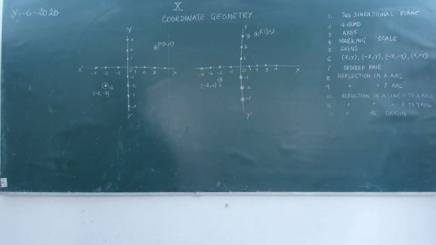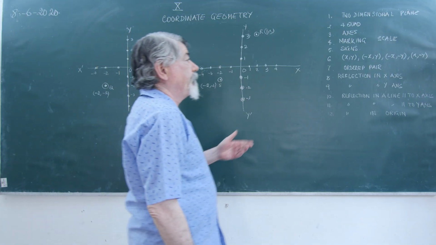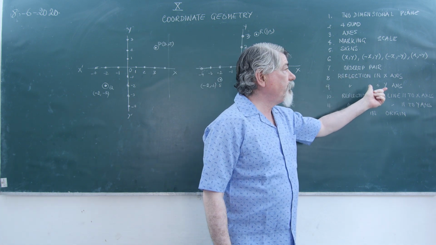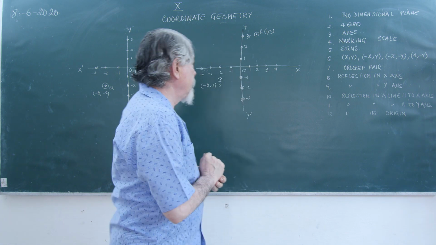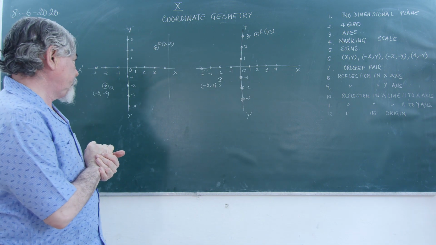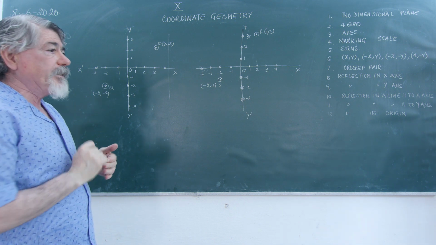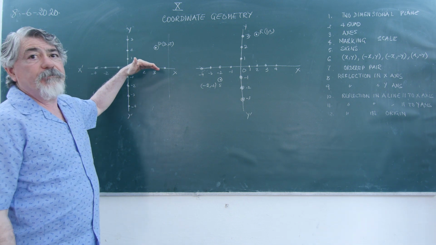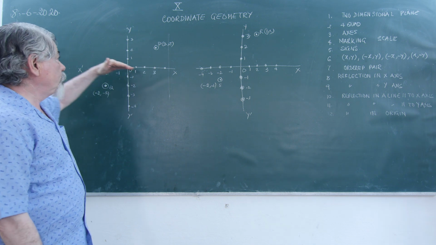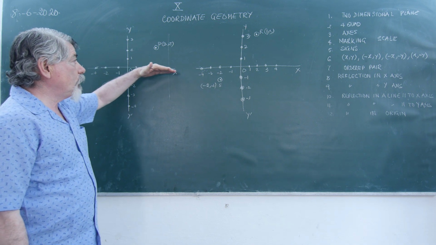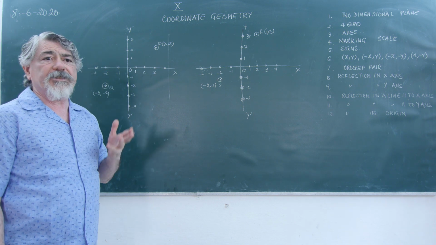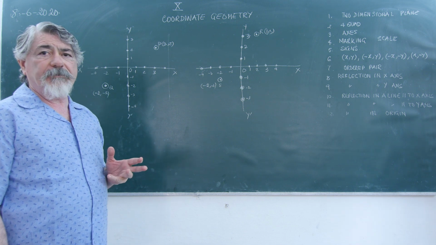So the next step we have to do is reflection of a point in the x-axis and reflection of a point in the y-axis. When I am talking of reflection of a point in the x-axis, we treat the x-axis as the mirror. You put the mirror along the x-axis and you apply the principle of simple reflection in a plane mirror.